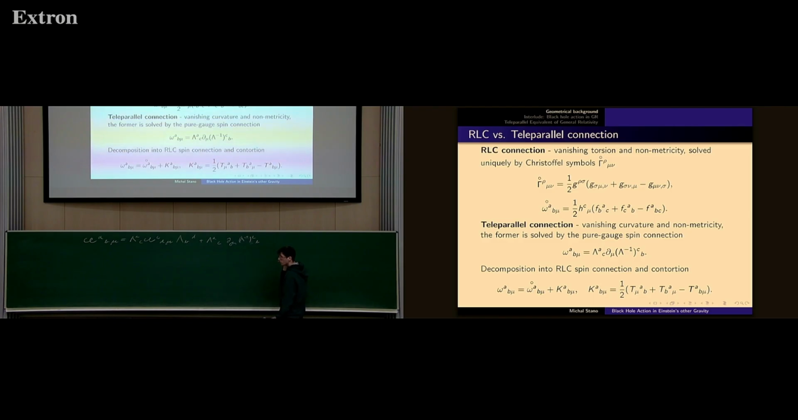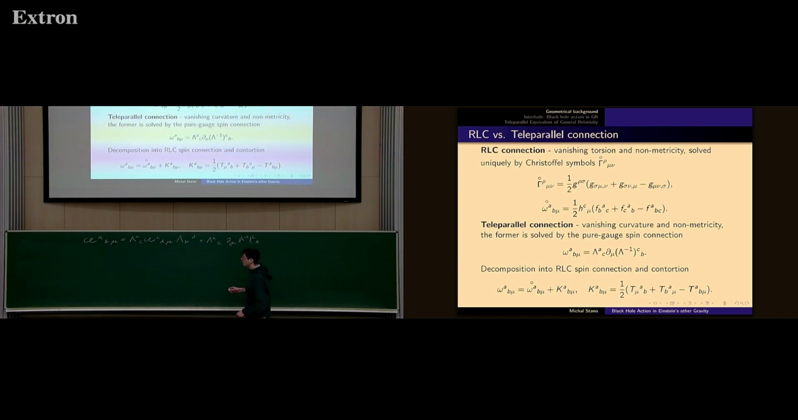Okay, so what it means that we have a spin connection of a pure gauge form is that we simply work with a spin connection which is in some preferred frame equal to 0, and then in any other Lorentz transformed frame we inevitably obtain a spin connection of that particular form.